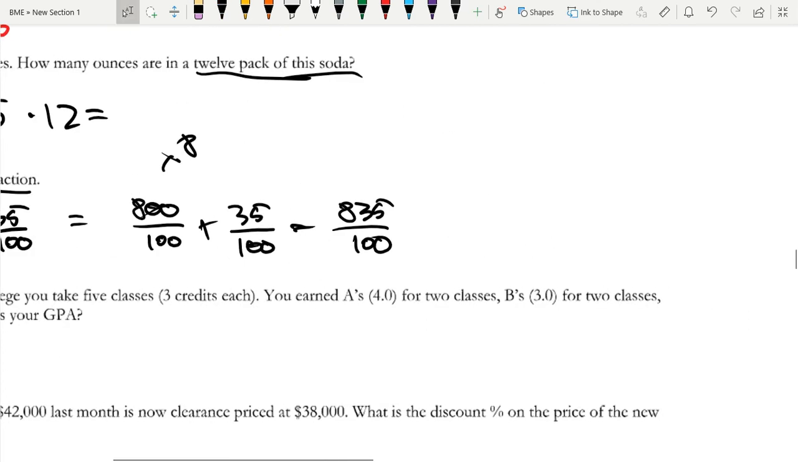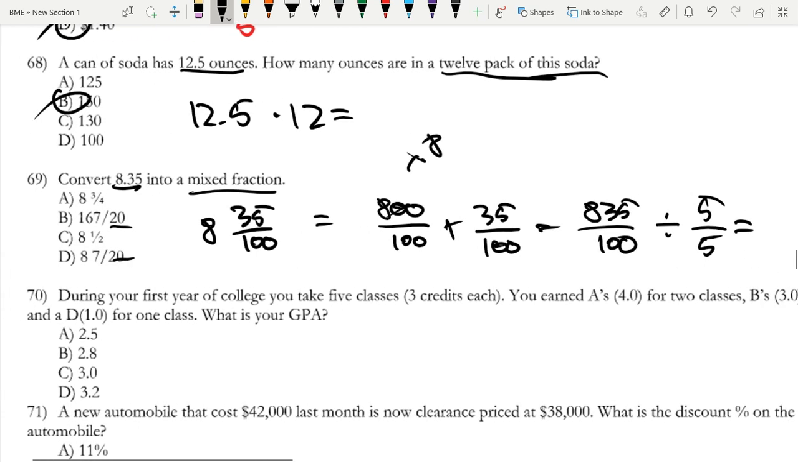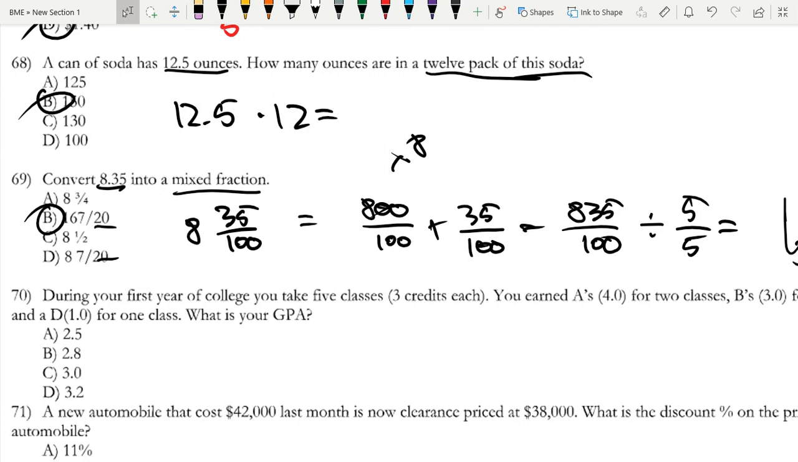Now we can see 20s over here. So what I'll do is divide the top and the bottom by 5 over 5, which is now 20, and then 835 divided by 5 is 167. You can also do this in your head. So 167 over 20, is that an answer choice? Yes, it is. That is option B.